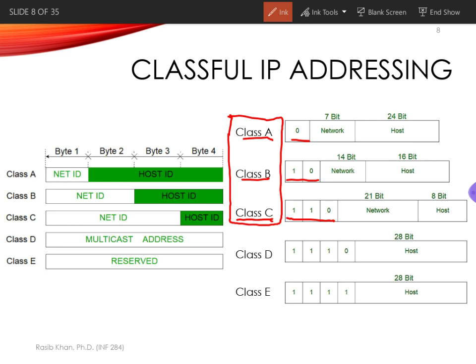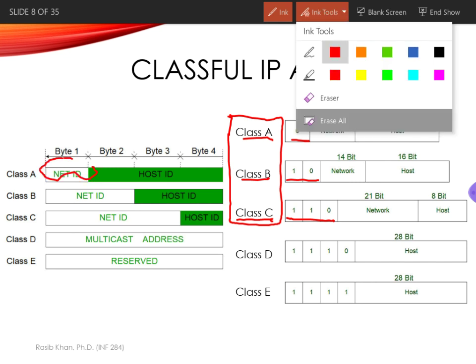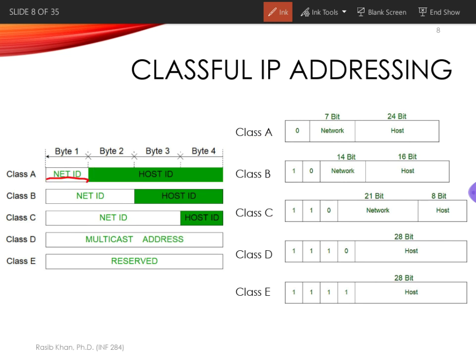And the eventual inference is that if it belongs to class A, we consider the first octet as the net ID. If it is class B, then the first 2 octets belong to the net ID, and if it is class C, then the first 3 octets belong to the net ID.